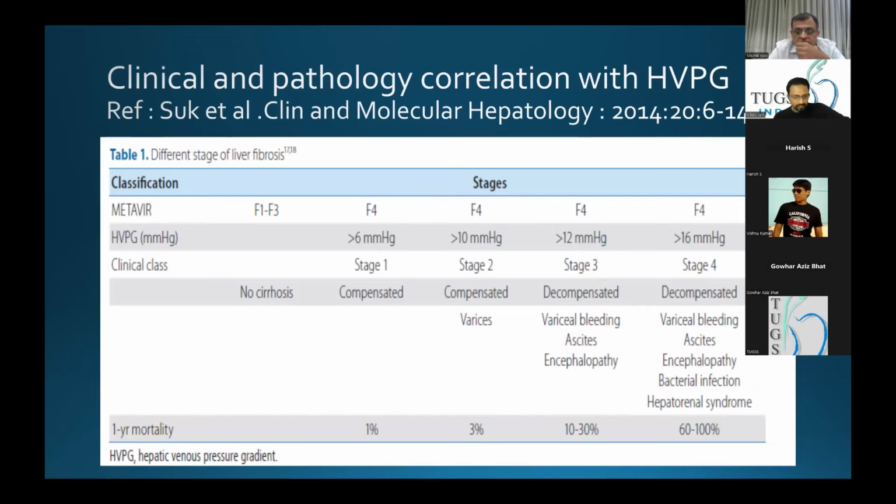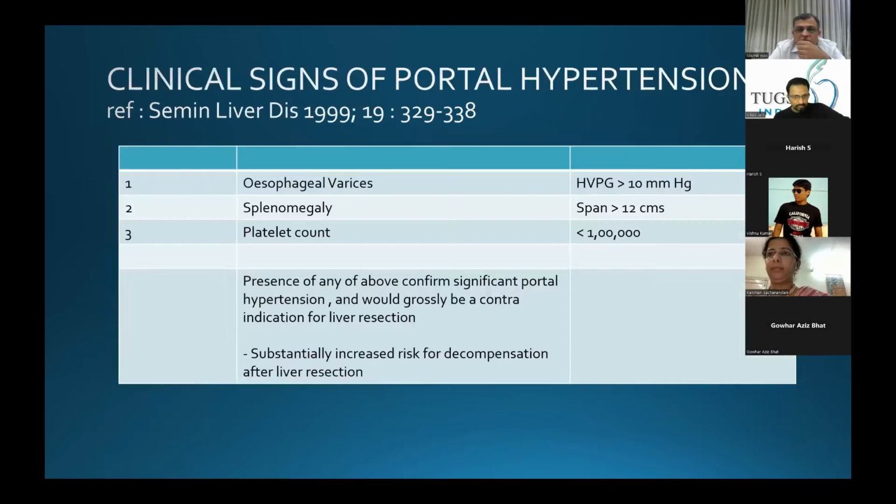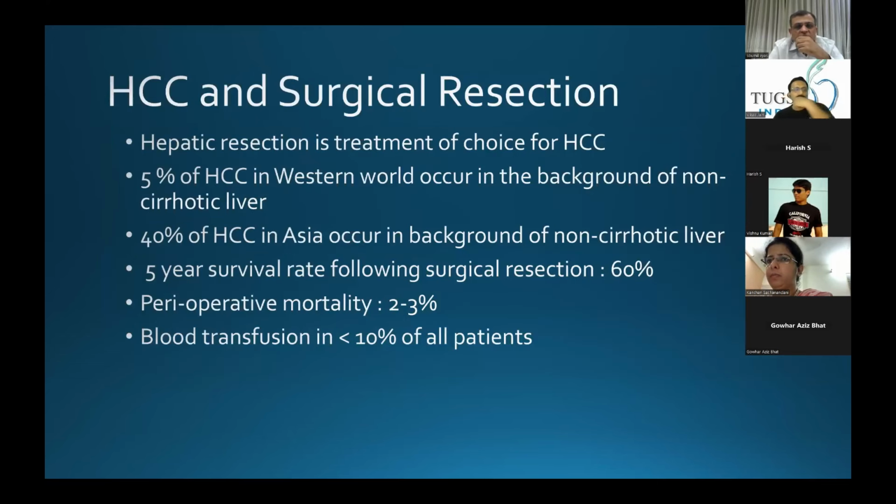And this is very informative in surgical planning. Again, grossly speaking, if you have esophageal varices, which means the portal HVPG is more than 10, the portal pressure is more than 10, you have a splenic span of more than 12 centimeters to suggest clinically significant splenomegaly, and a platelet count of less than 1 lakh. This particular triple combination again suggests that there is clinically significant portal hypertension, and this patient would obviously become high risk for surgical undertaking.